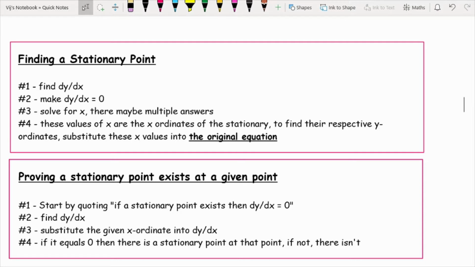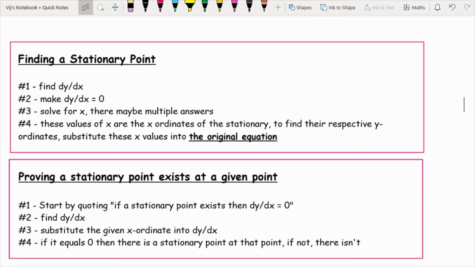So it's important that you understand how to find the y ordinate, but also make sure that you're substituting the x value of the stationary point back into the original equation. I can't stress that enough, because a lot of students tend to go wrong when they substitute into dy/dx, which obviously is going to give you 0, and that's not going to be the case.